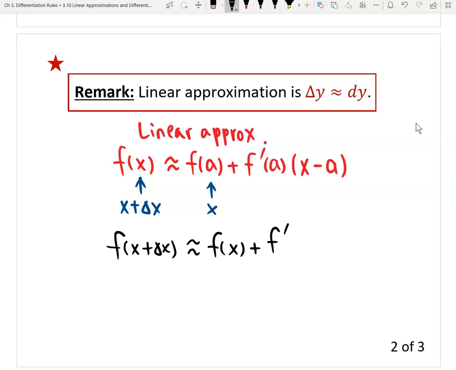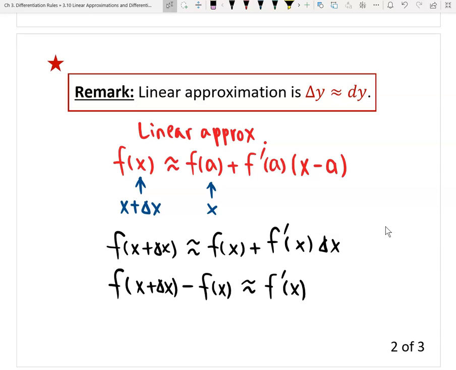And the f prime at a is x, right? So we put x. What is x minus a? x is x plus delta x minus x, which gives delta x, right? So I put delta x here times delta x. Now this is an equation, so we subtract f of x from both sides. Can we see? And we will get this. And this is y. Minus f of x can be approximated by f prime at x.